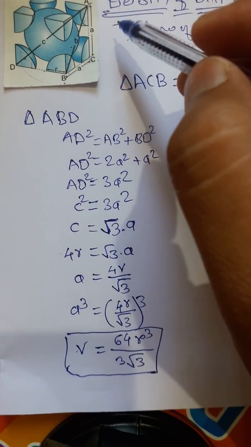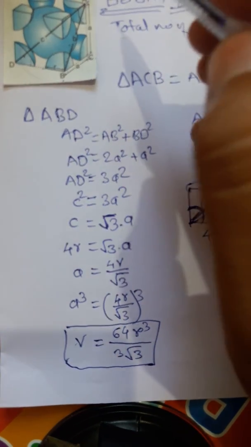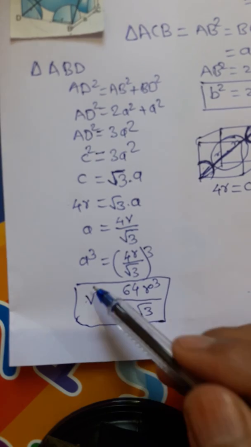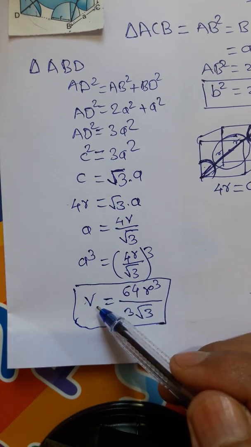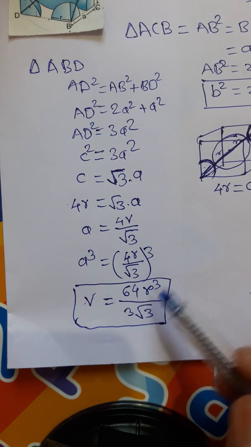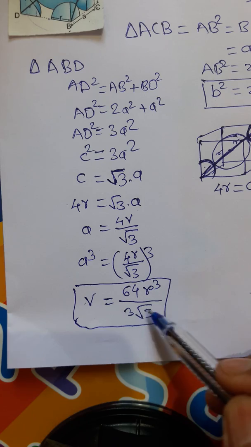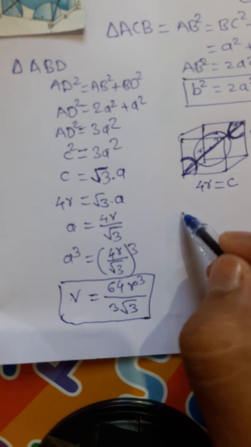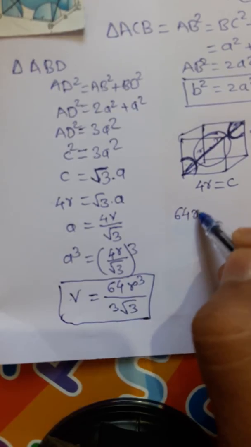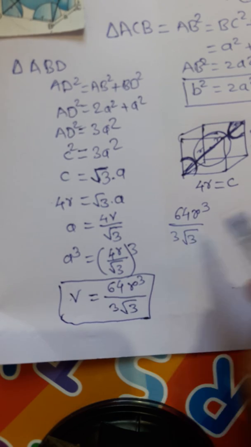So if this total unit cell is 100%, then I will consider the total volume as V. So this is the total volume of the unit cell. Simply it will be 64 into r cube upon 3 into under root 3. It is 100%. Simply we can consider here 64 into r cube upon 3 into under root 3.